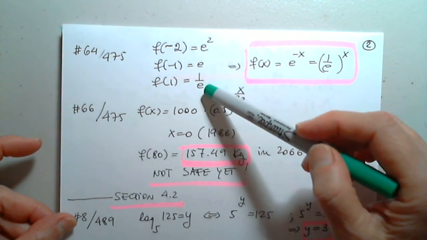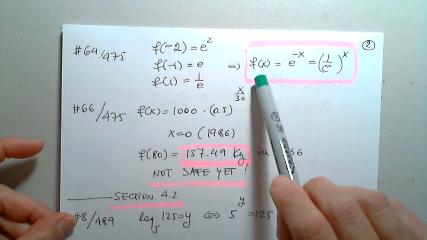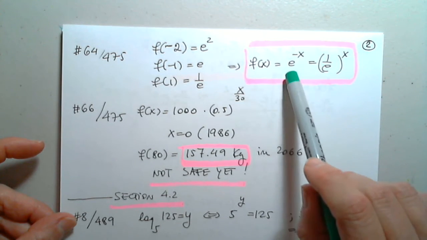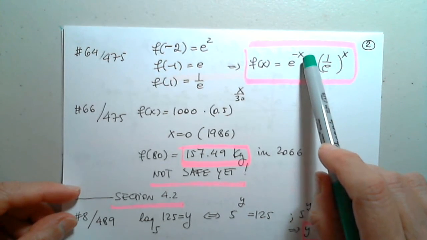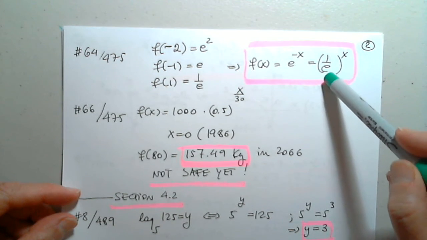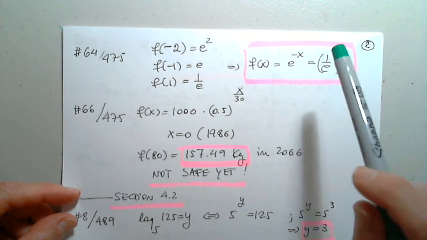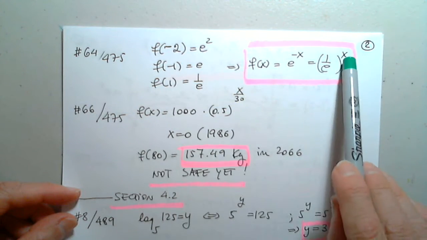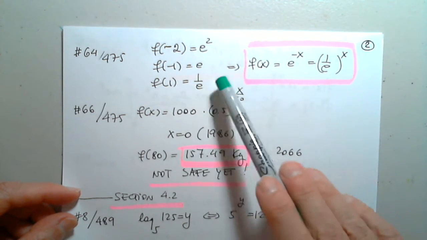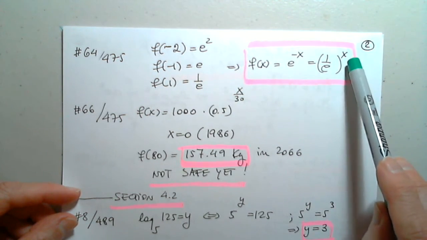We were given these 3 points on the graph, and we realized that f of x equals e to the -x, which is 1 over e to the x power, I meant to say. So when I plug in -2, I get this. When I plug in -1, I get this. When I plug in 1, I get this.